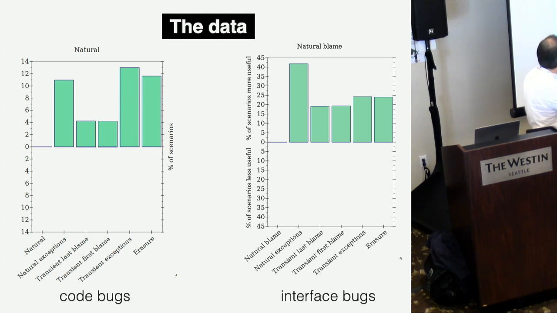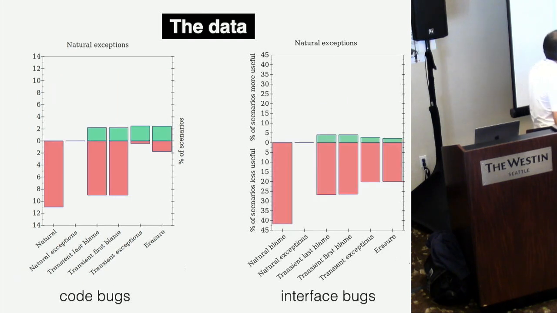Okay, the maximum difference, for instance, between erasure and natural is about 11%, and with transient it goes to 4%. The results are much more impressive when we are looking at interface bugs, where the difference with erasure goes to above 20%. Okay? Now the surprising part.